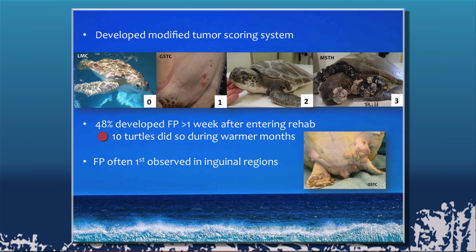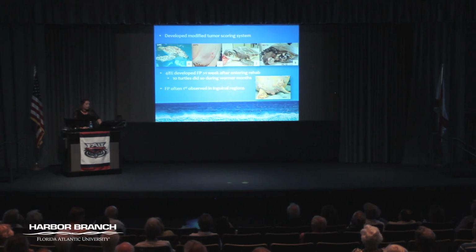So again, there's a temperature component to the tumor outbreak, and also, they developed tumors after they entered rehab. So they were either infected when they entered rehab or they became infected in rehab. And what I think is most likely is that they were already infected, and the stress of whatever brought them into rehab and the stress of being in captivity led to them developing tumors.